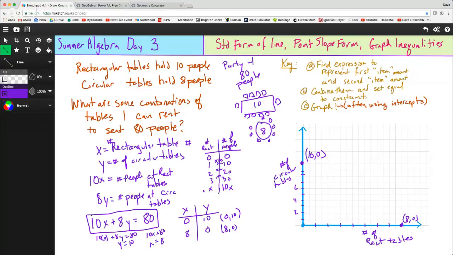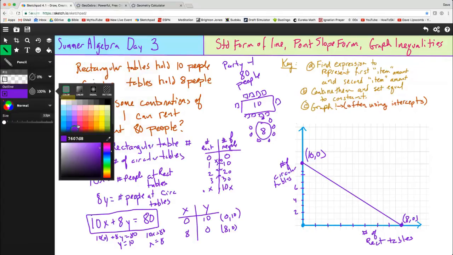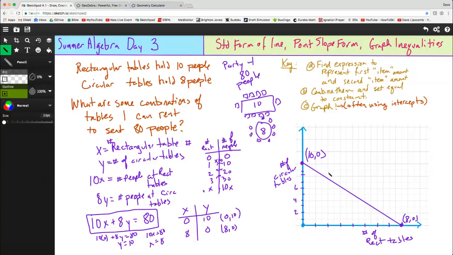And now if we want to connect our points, 2 points make a straight line, we now have a model for our constraint problem. So let's find some points along this line that seem to work. Maybe this one here. This is 1, 2, 3, 4, and 5. 4 rectangle and 5 circular. 4 rectangle will give me 40, and 5 circular will give me 40 for a total of 80 people.